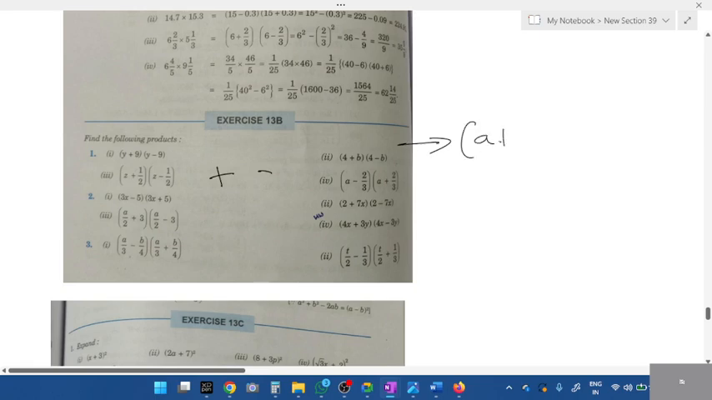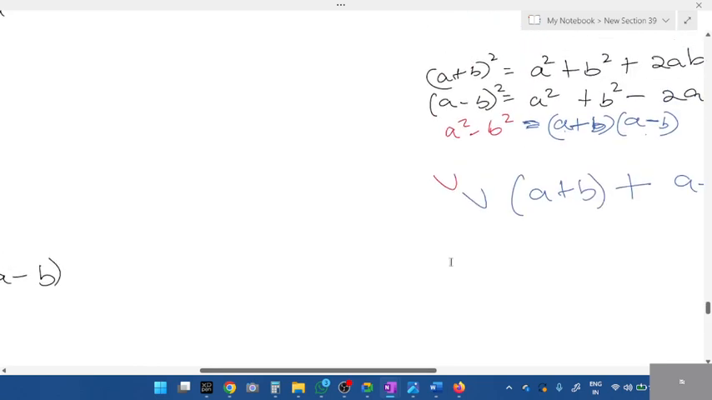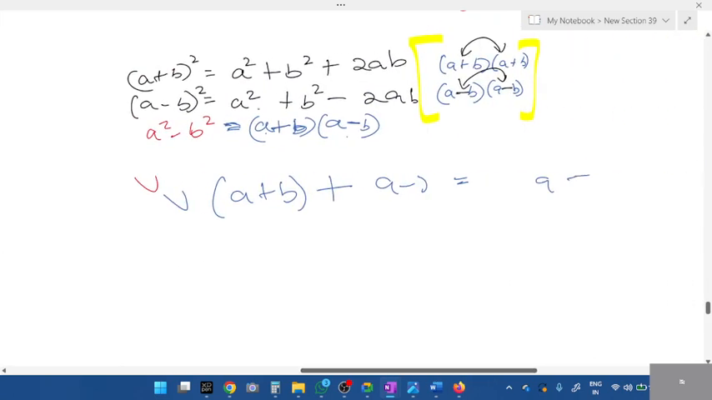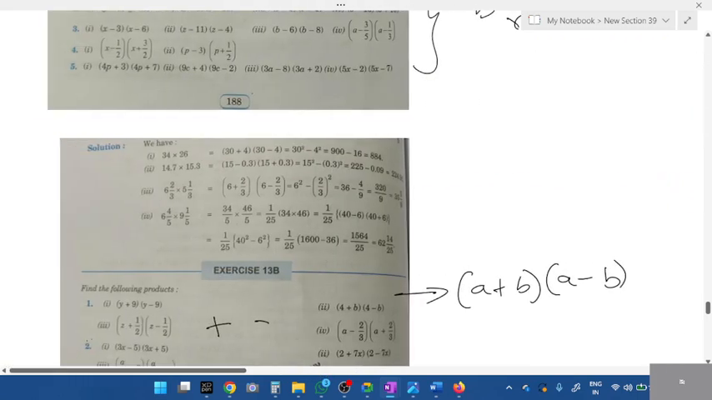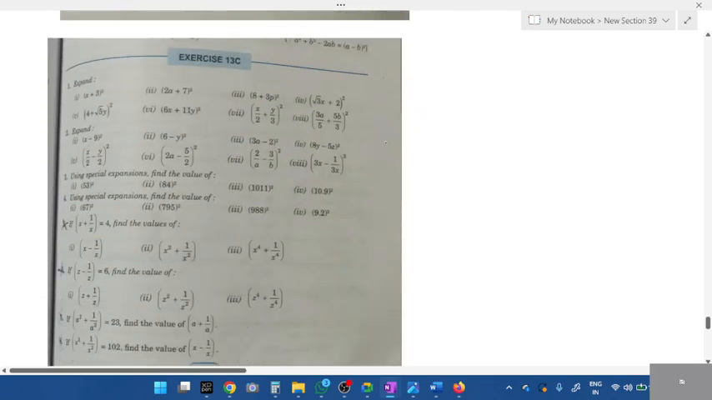Then which formula do we use? (a + b)(a − b). What is (a + b)(a − b), students? a square minus b square. So we have to use the a square minus b square concept here. Next, 13c, which formula do we use? If square is given and plus is given, (a + b) the whole square or (a − b) the whole square? First exercise, (a + b) the whole square. I'll teach how to solve. Next, which one?